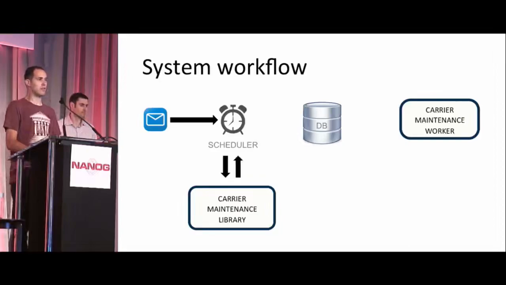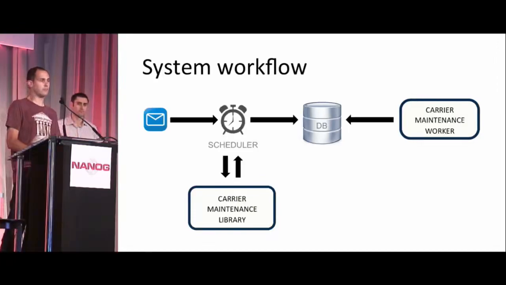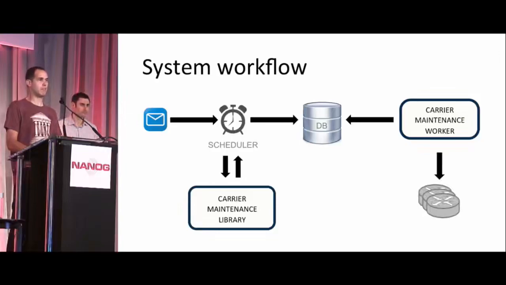When the data comes back, we save it as events in a database. On the other hand, we have a Carrier Maintenance worker, which is constantly checking the database, checking if anything is about to start. We do it in less than an hour, but this is obviously something that can be changed. And in that case, we do a couple of things, which I will describe in later slides, and ultimately act on the network to make sure that this maintenance doesn't affect us. So first I will talk about the scheduler.